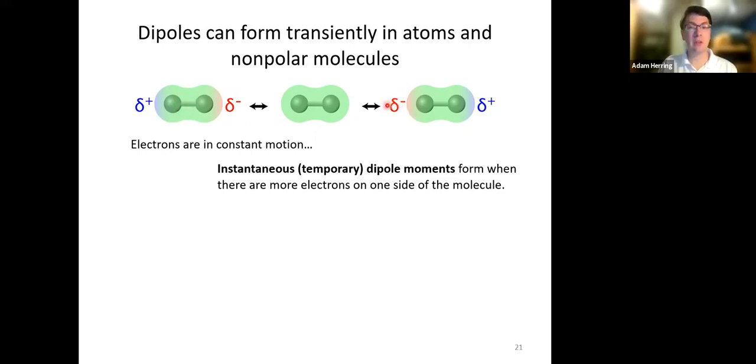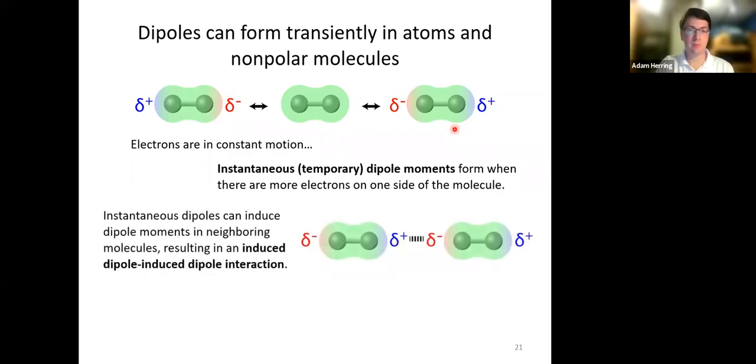In the image in the middle, we might assume that we have a perfectly symmetrical electron density around the molecule. But if at any moment there are more electrons on the right-hand side than there are on the left, then that's going to create a temporary dipole. If there's more electrons on the left than there are on the right, we have a similar effect, but in the opposite direction. And so in any and every molecule, we can have instantaneous and temporary dipole moments.